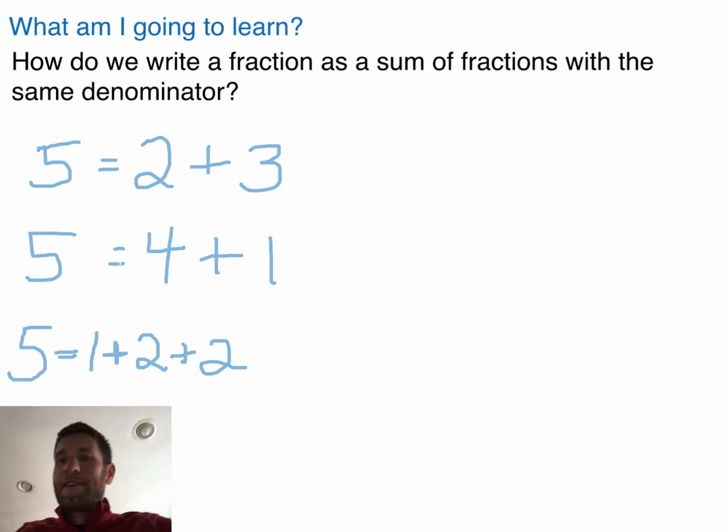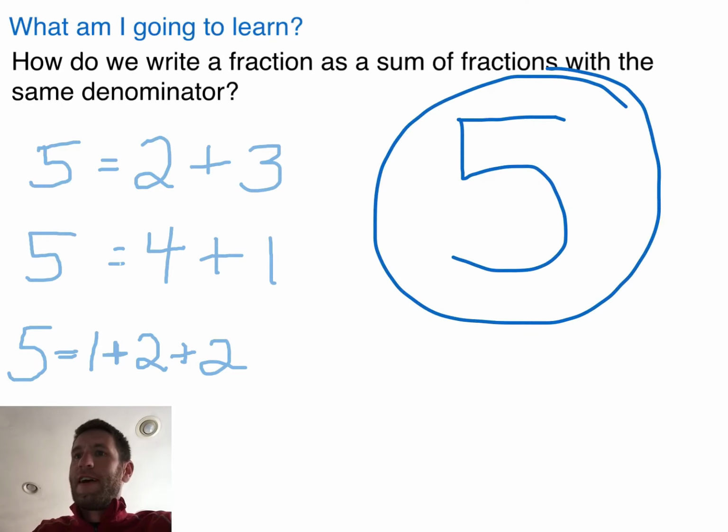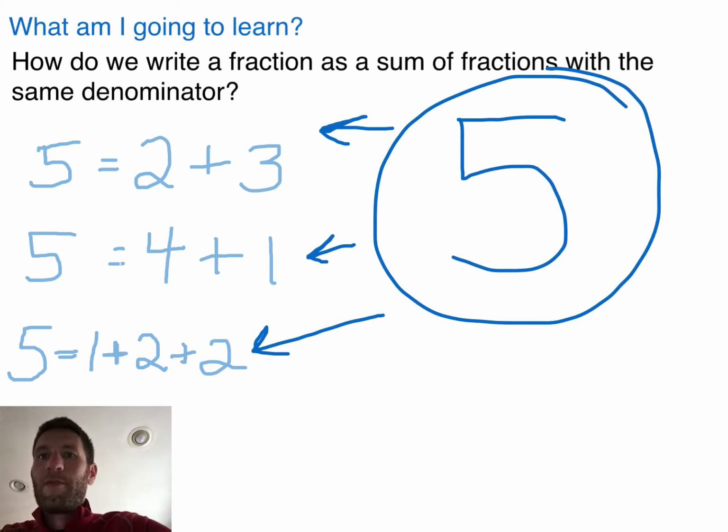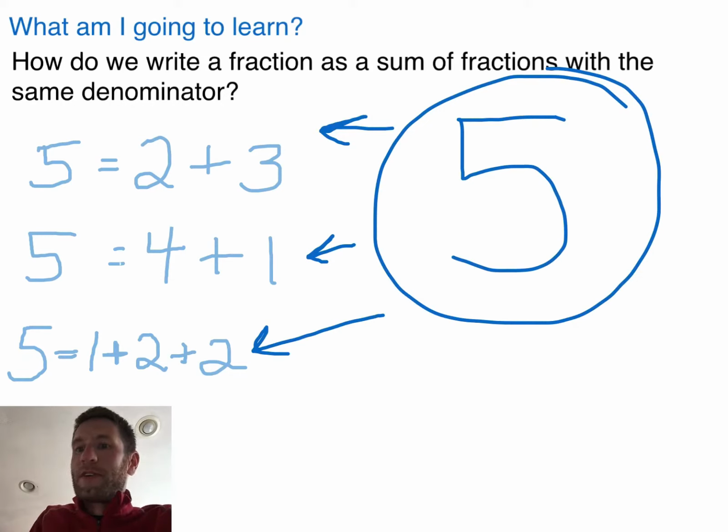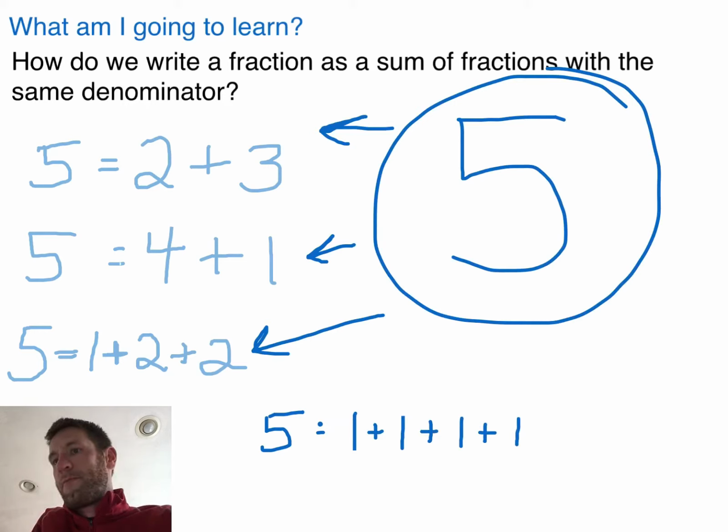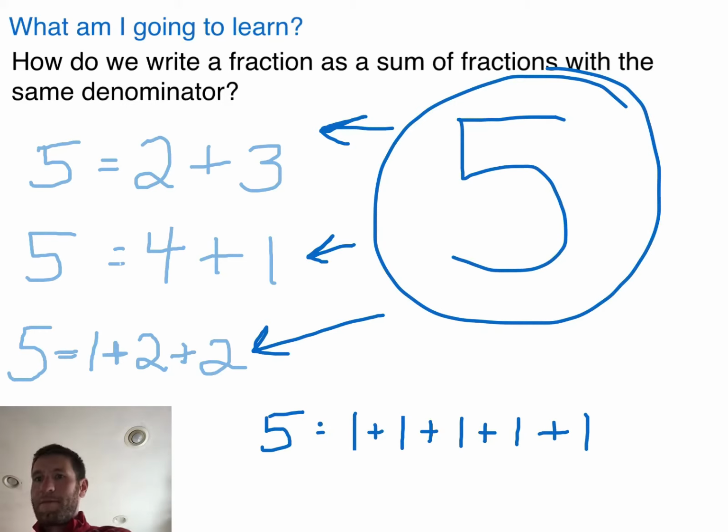So as you can see, I've taken 5, and I've actually decomposed it in 3 different ways. We know that we can write 5 as a sum of 2 plus 3, 4 plus 1, 1 plus 2 plus 2. There are different combinations, but we can also write 5 as a sum of 1 plus 1 plus 1 plus 1 plus 1. We know that the first, the second, the third, and this fourth combination all have a sum of 5.